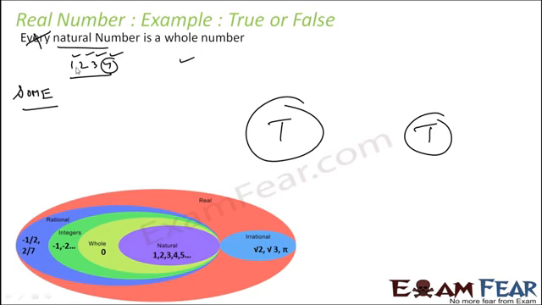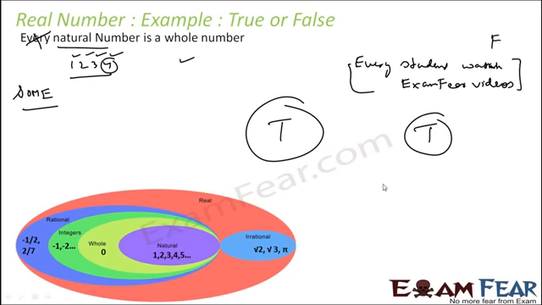A good example to explain the difference between "every" and "some" is, for example, if I say every student watches exam fear videos, I think it is a wrong statement. Not every student watches exam fear videos. That is a false statement. But if I say some students watch exam fear videos, then that is a true statement, because in fact you are a student and you are watching exam fear videos. So these words actually are very powerful words, so please pay attention to these words.